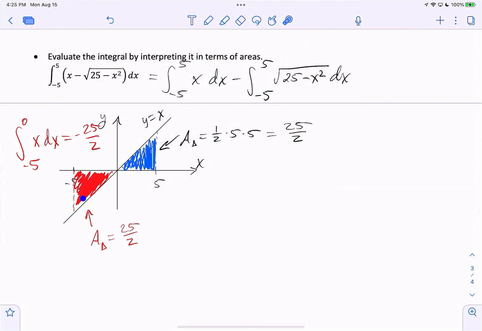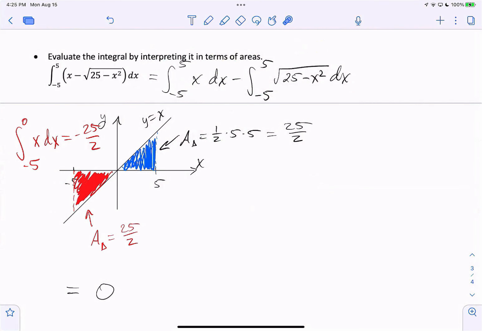All the function values below the x-axis are negative. And so if I'm thinking function value times width, they'll all be negative. The result is that this first integral evaluates to 0. The -25 over 2 exactly offsets the positive 25 over 2.